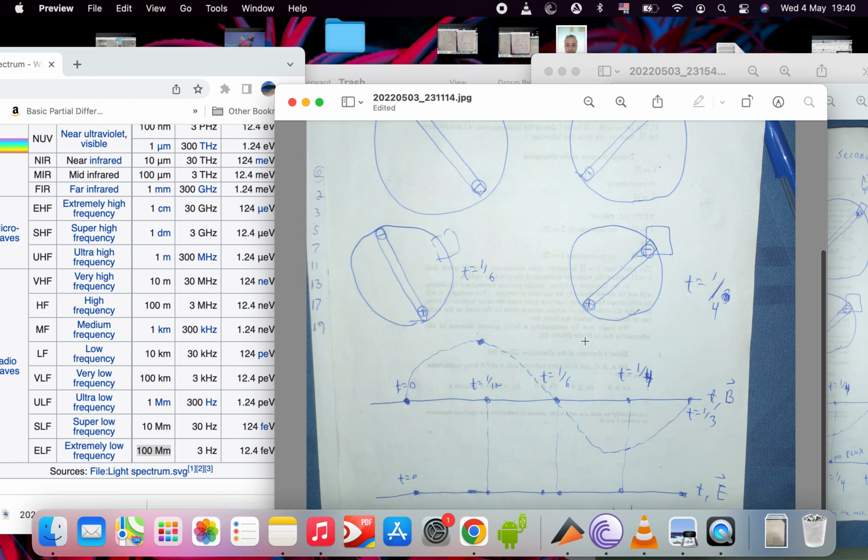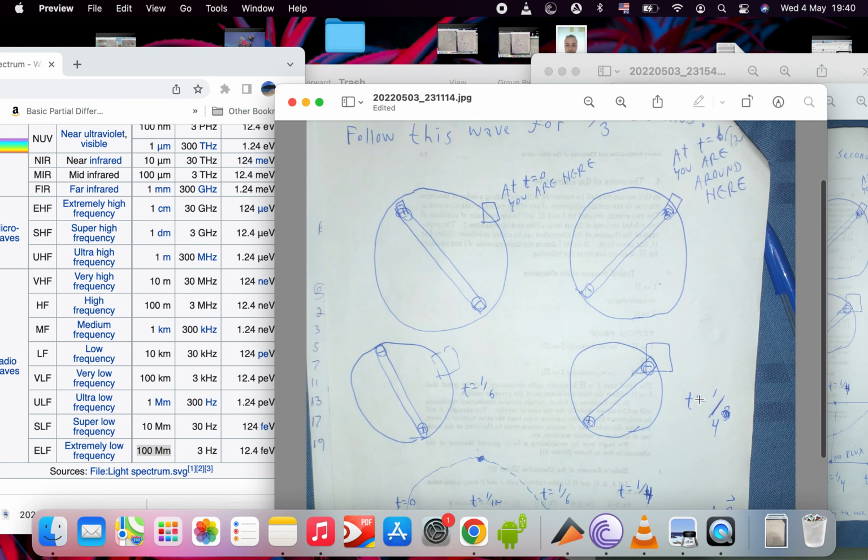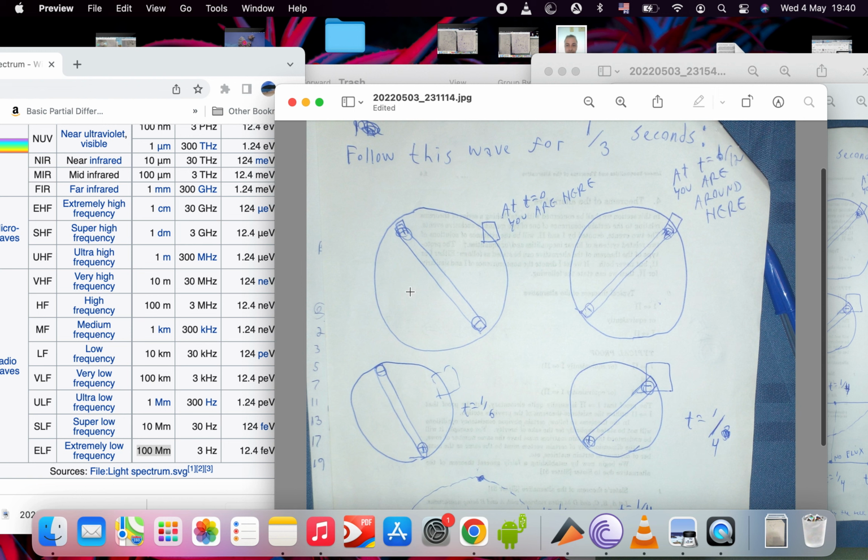So I'm going to start doing it right here. We have t equals 0, t equals 1/12, and then on the next cycle we go to 1/6. On the next cycle we go to 1/4. And then when we reach 1/3 of a second, we're done with a full cycle. We have a perfectly symmetric situation where we've gone full circle and we're back to this picture over here.